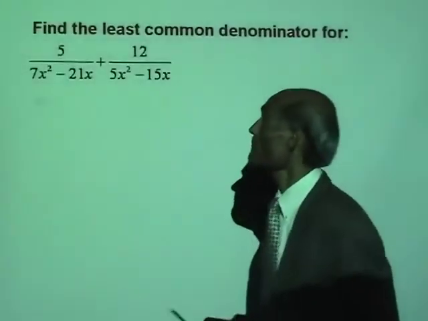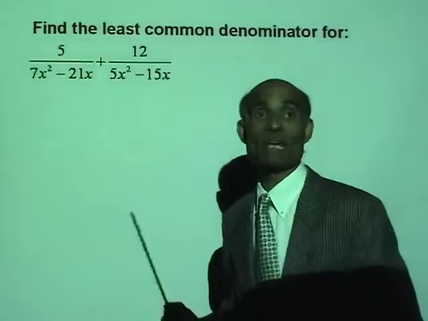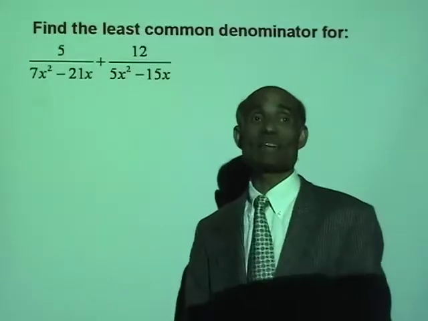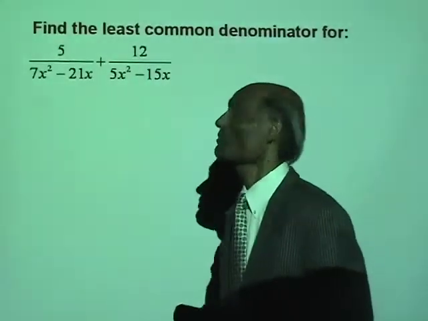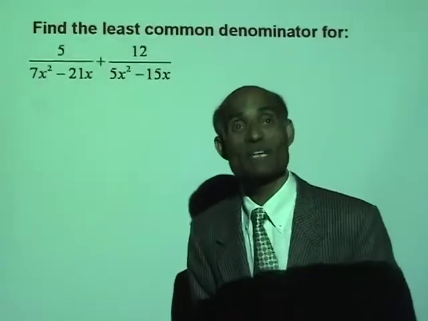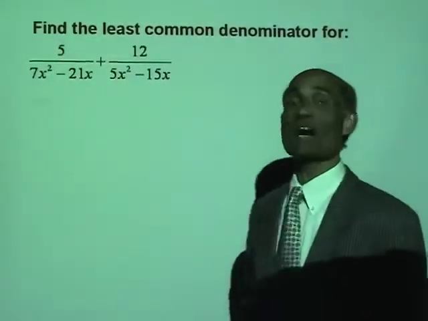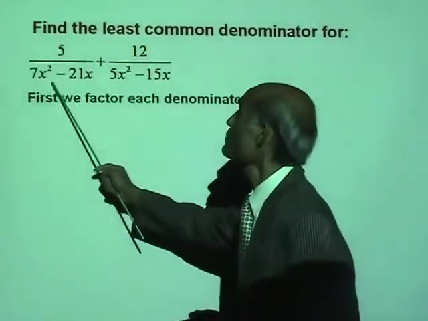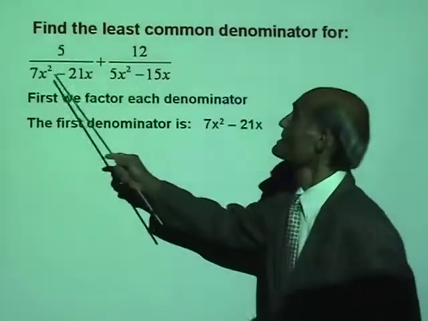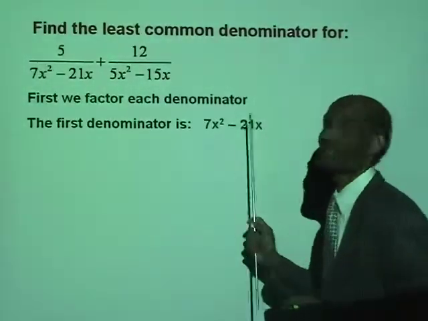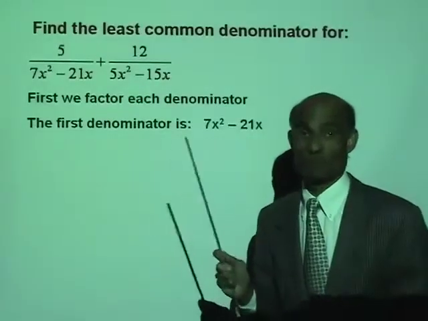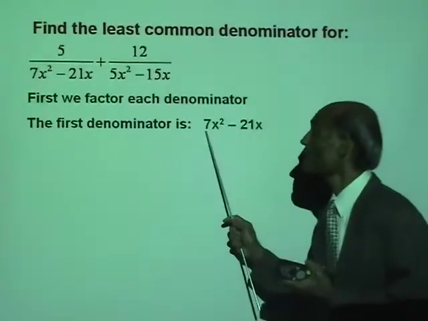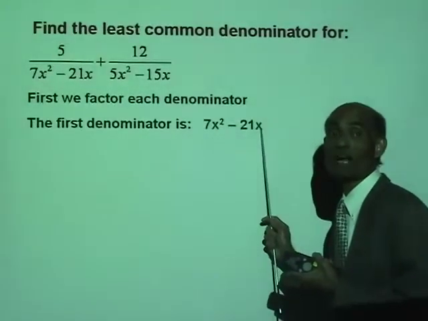Alright, another one. Find the least common denominator for 5 over 7x squared minus 21x plus 12 over 5x squared minus 15x. Where do we start this? We start by factoring each denominator. Can you factor the first denominator? 7x squared minus 21x. How do you factor that? Well, the only way to factor that is look for the common factor. What is the common factor in 7x squared minus 21x?